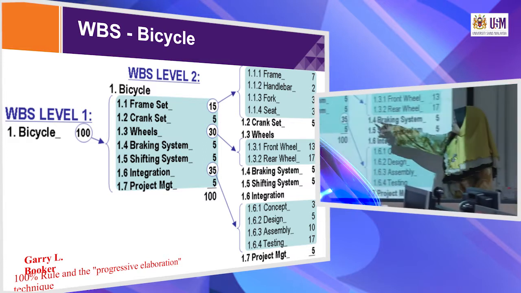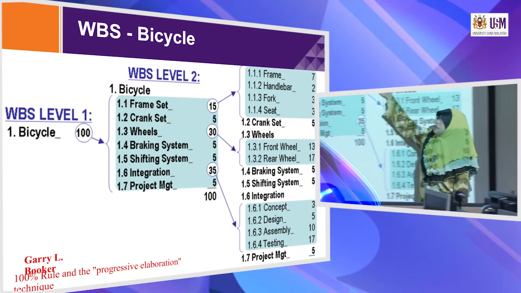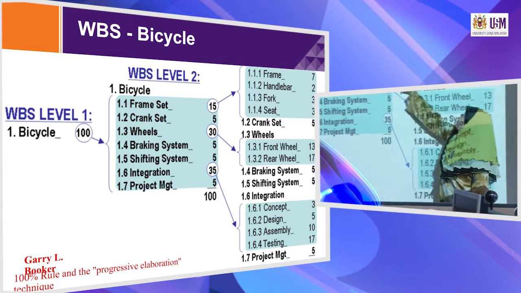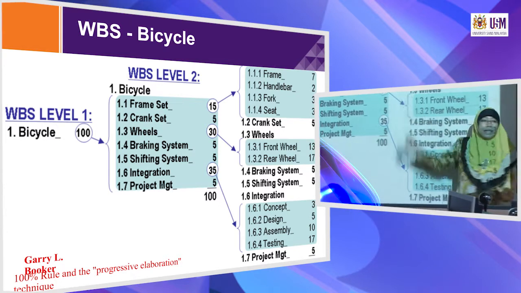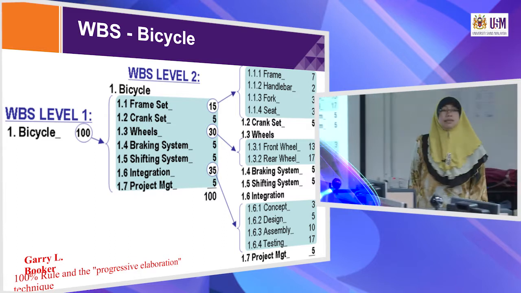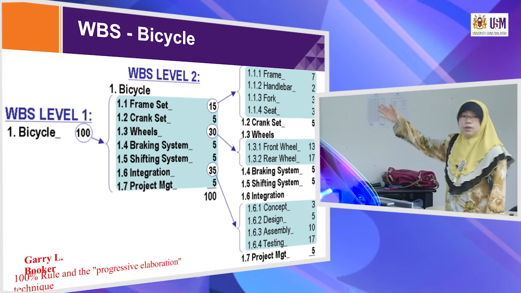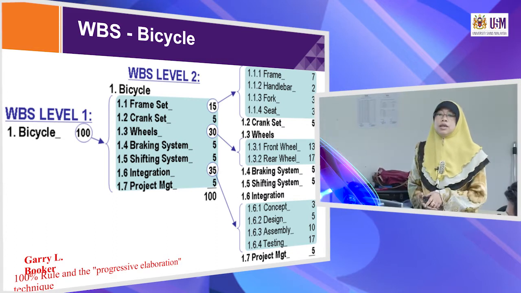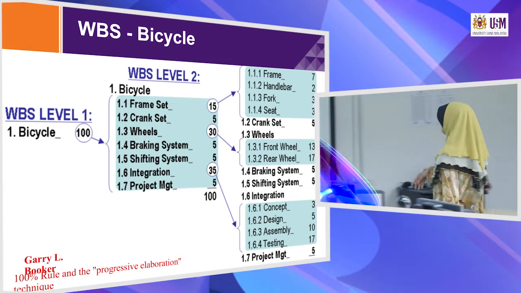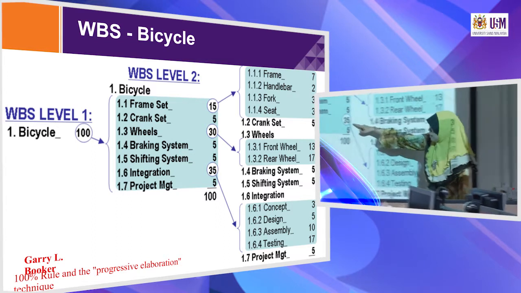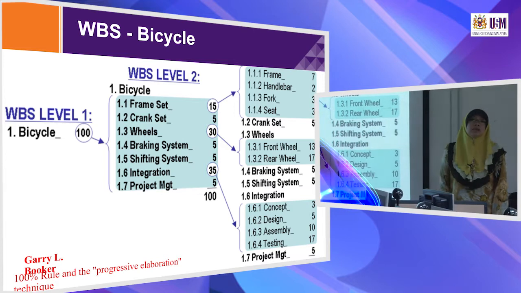So from the bicycle, the 1.1, 1.2 and so on. The 15 we divide into the frame set. What is included in the frame set? We have frame, handlebar, fork, seat, and so on. We divide that into smaller parts, and the 35 we break into smaller parts. So this part is how we are going to build a bicycle.